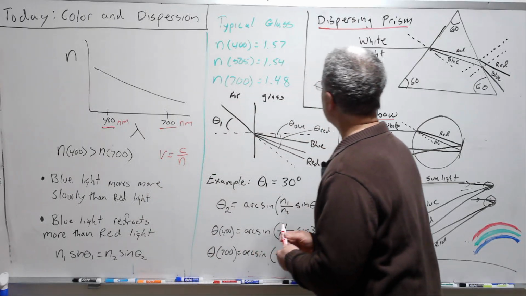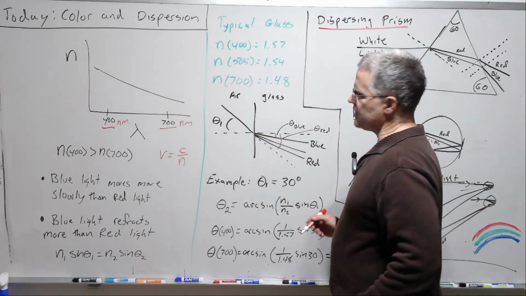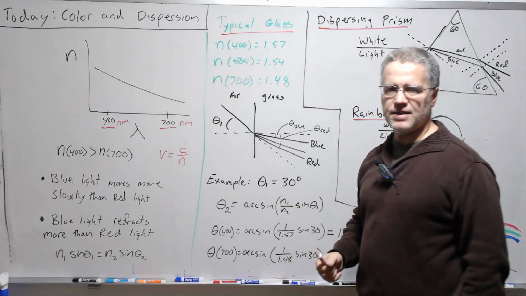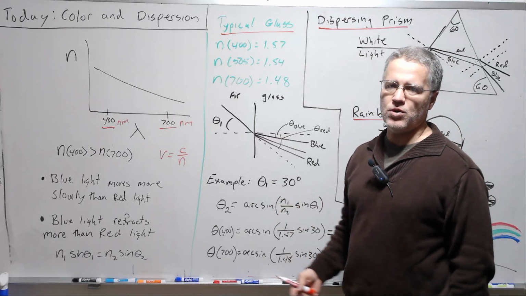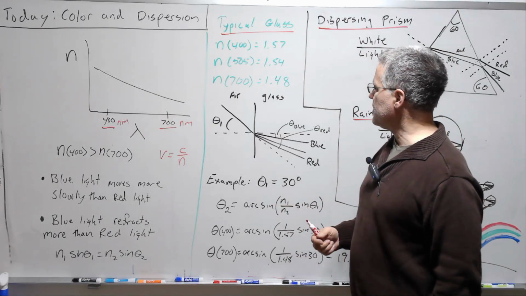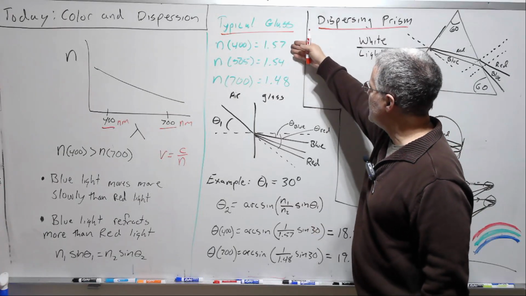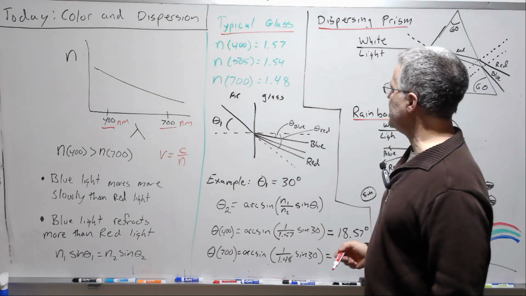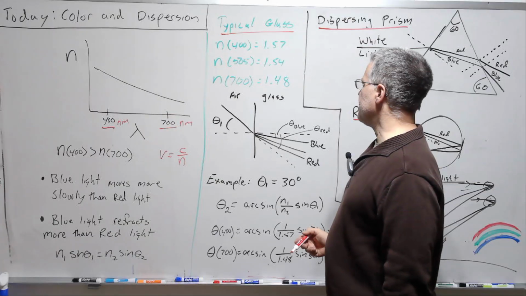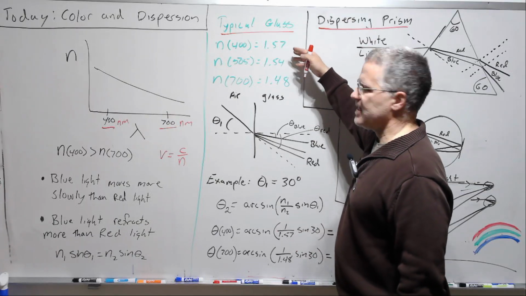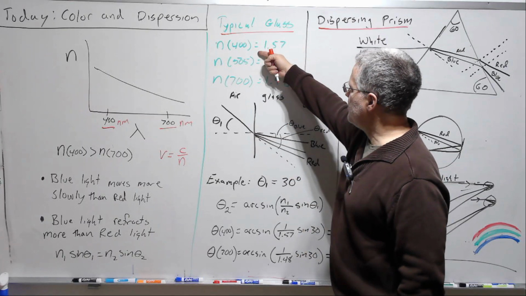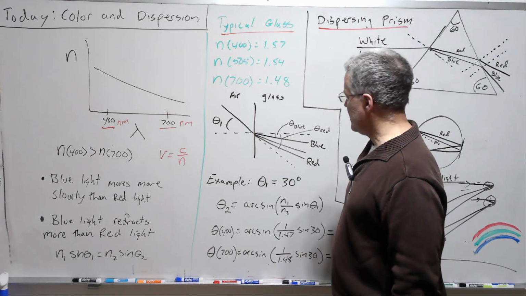Okay, so let's look at some typical values here and do an example. So for a typical glass, we know that the index of refraction we've been using is about 1.5, but that depends on the color. And we can see here, there's a change of almost 0.1 in the index of refraction. So maybe we're like 7-8% change as we go from blue to red.